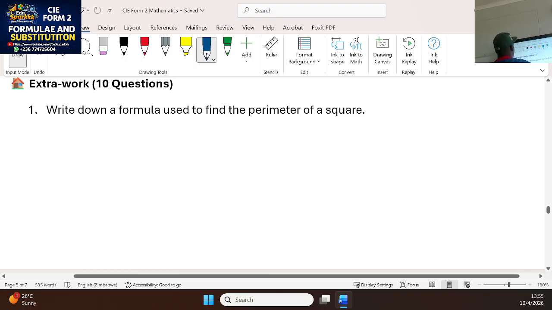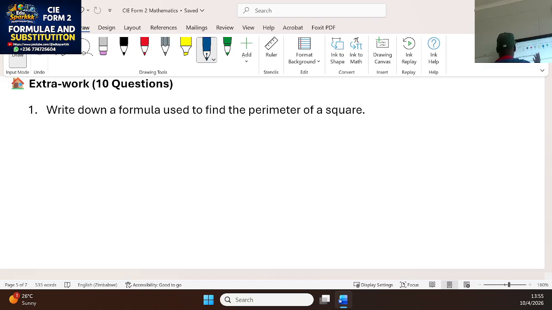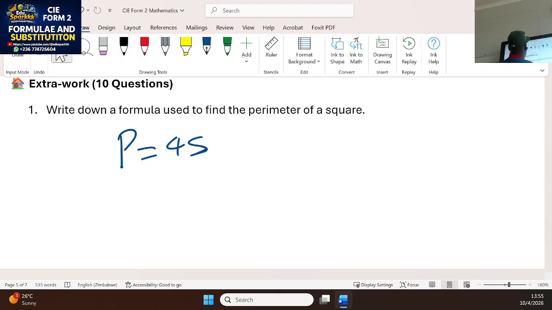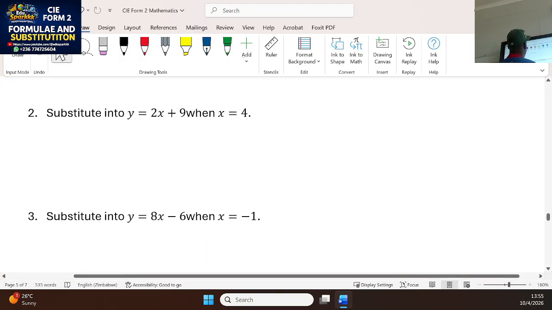Well, if we want perimeter of a square, just look at the side, both sides are the same. So it's going to be P equal to 4 multiplied by side, because it's distance right around the shape. So it will be side plus side plus side plus side.